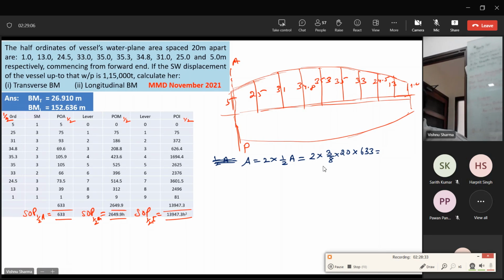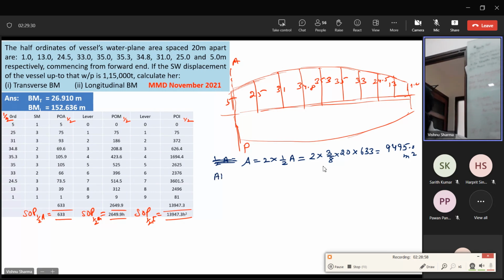9495. 9495.0, is it? Yes, sir. Meter square. Okay, guys, so we have already doubled it up, it's full area. So now I'll have to take the moment also full only, or if I use half moment, I have to use half area. So let me take the moment also full, no problem.